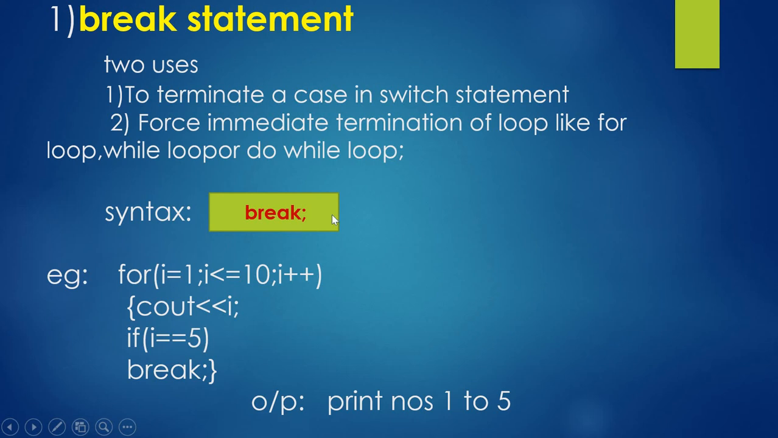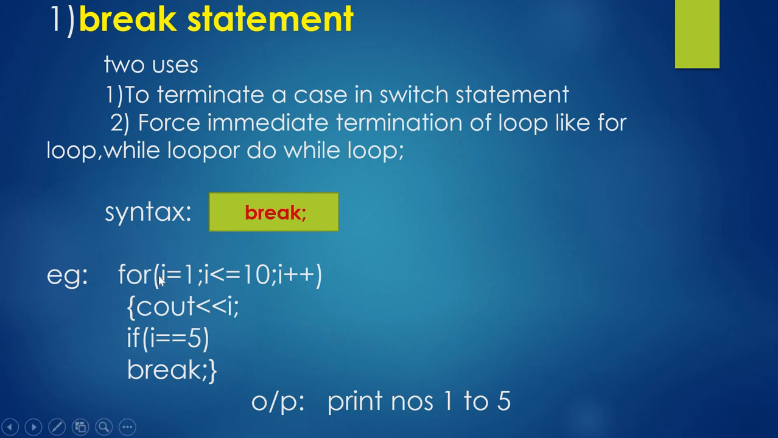The second use of the break statement is to exit from the loop. What are all the loops? While loop, do while loop and for loop. If you want to exit from the loop before reaching the last condition, in that case we can give one condition and exit from that loop. In that case, we can use this break statement. We can consider an example.